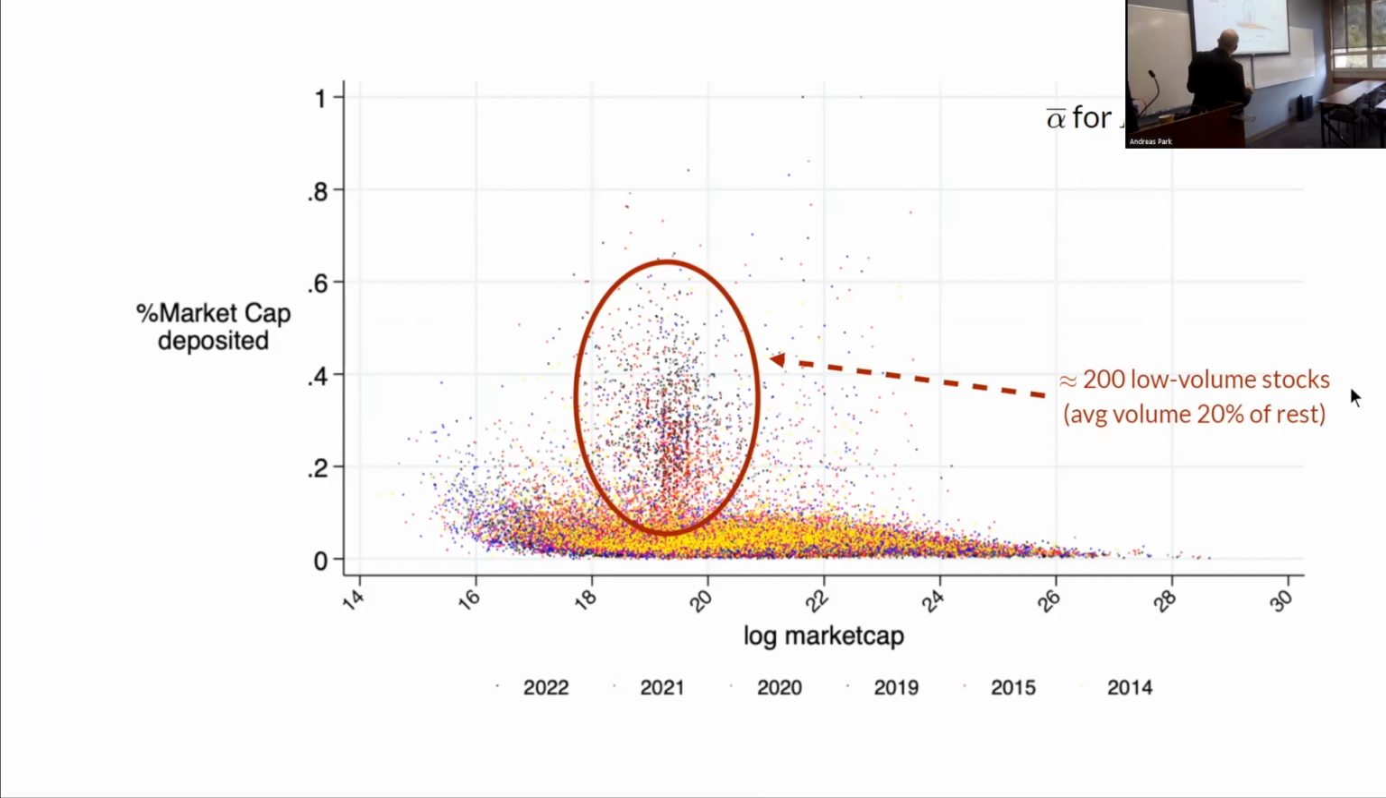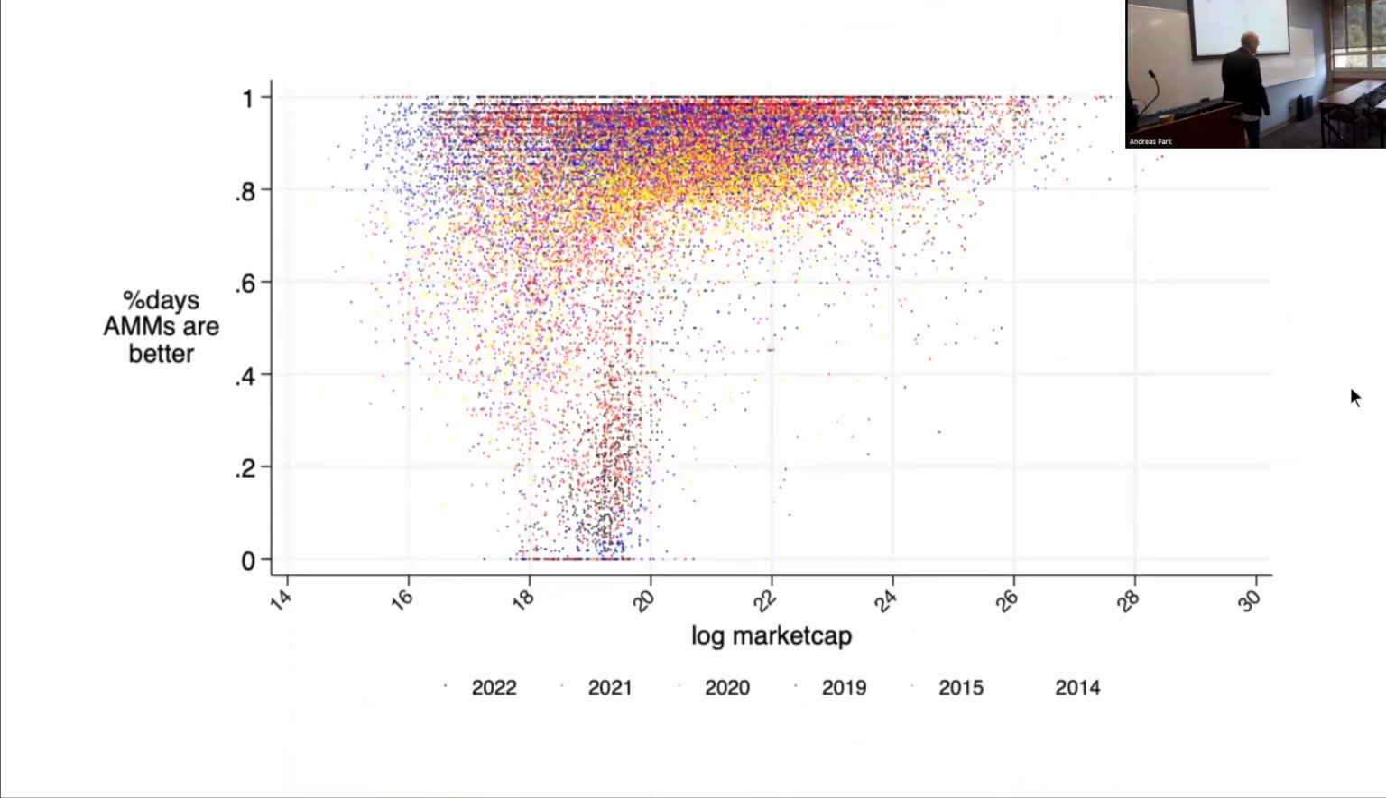But what you see here, in terms of market cap that needs to be deposited, if you ignore this one, is somewhere between 10 and very close to 3%. So it goes down for larger stocks. It gives you a sense of the capital requirements, right? The days that the AMMs are better for the optimal fee are somewhere on the order of 85%. So most of this is up here. And then you have these low volume stocks here that are sort of messing with my data a little bit.